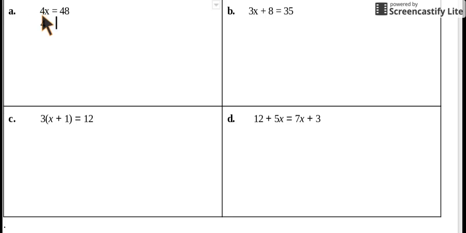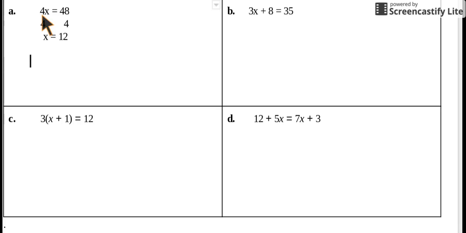So we divide this side by 4, and we divide this side by 4. 4x divided by 4 is just going to give us x. 48 divided by 4 is going to give us 12. So x is going to be equal to 12.